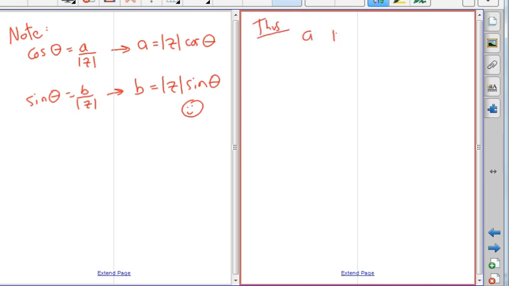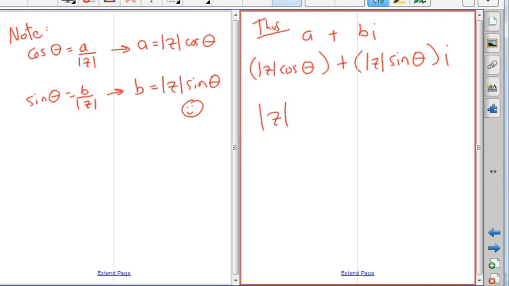So as a result, when we have the complex number a plus bi, we can substitute for a, magnitude of z cosine theta, and substitute for b, magnitude of z sine theta. We notice that both of those terms have a z, so we can factor that out. So we have magnitude of z, open parentheses, cosine theta plus i sine theta. Hooray! So sometimes you'll see r out here, and then the parentheses cosine theta plus i sine theta. Just sort of depends on the context here.